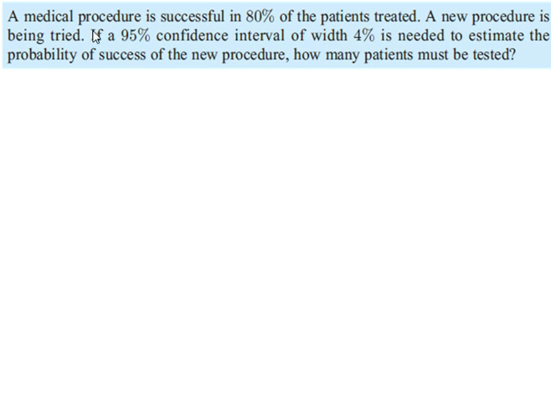So in our example, a medical procedure is successful in 80% of the patients treated. The new procedure is being tried. We want a 95% confidence interval with a width of 4% to estimate the chance of success of the new procedure. Right, so first up, this value of 80% is our estimated value for the proportion. So we have 0.8 there. Now, our width here is 4%. As I said previously, for 4% we would not enter 4, we would enter 0.04.